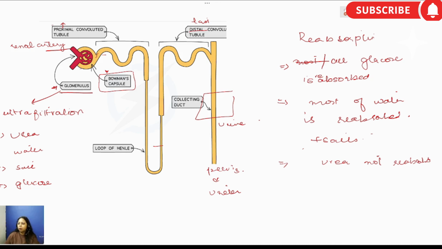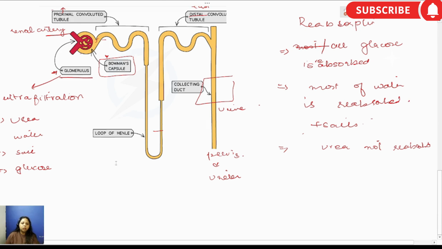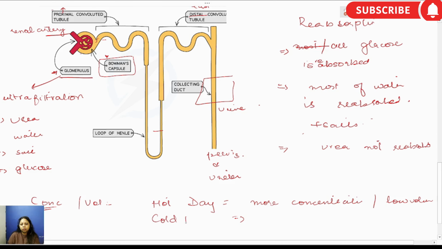So this is all about the function of a nephron. Let's talk about its concentration and volume. On a hot day, what would be the concentration and volume of urine? Volume low. Good. And what about the cold day? Less concentration and more volume.